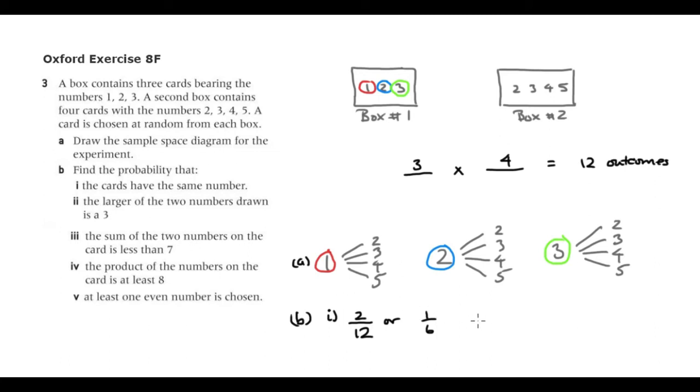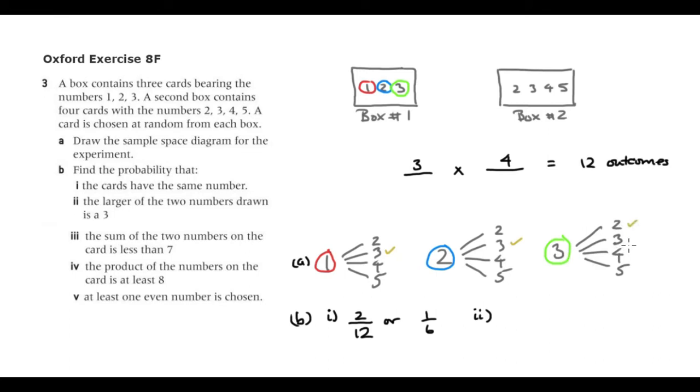Okay, so on to little Roman numeral 2 in part B, where now we're being asked to determine the probability that the larger of the 2 numbers drawn is a 3. So we'll cycle through our 12 outcomes and ask, is the bigger number 3? Of course it isn't there, but it is with a 1 followed by a 3. It is with a 2 followed by a 3. And it is with a 3 followed by a 2.